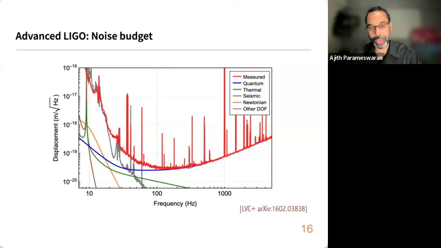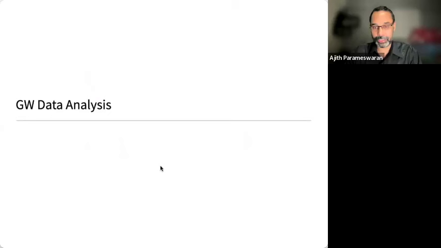The instrumental scientists of LIGO and Virgo have a pretty good understanding of where the limiting noise sources are, except for some part of technical noises also. So that's just my quick summary of gravitational wave detection using interferometry. Before I proceed to the part where I discuss the data analysis aspect, are there any questions?